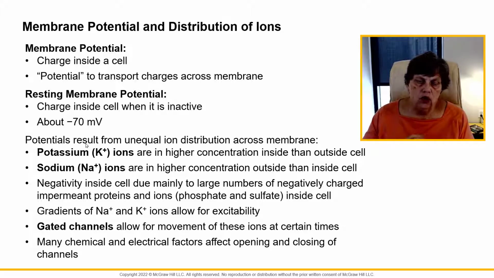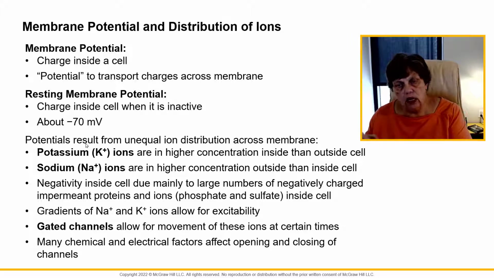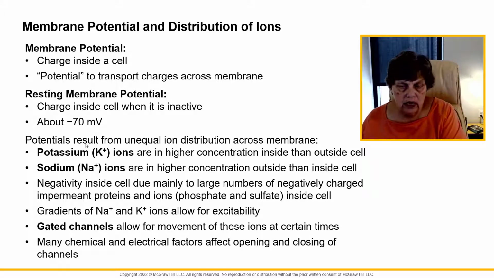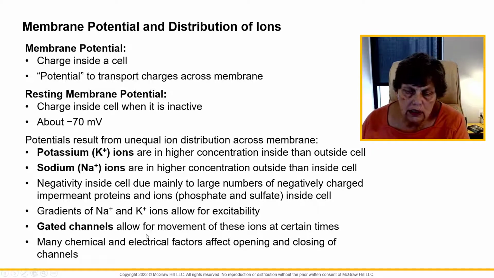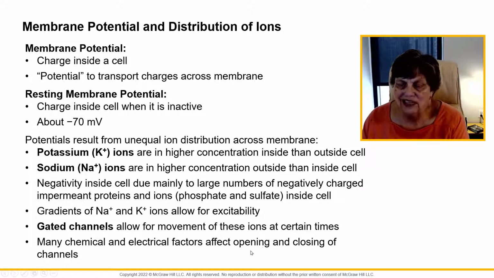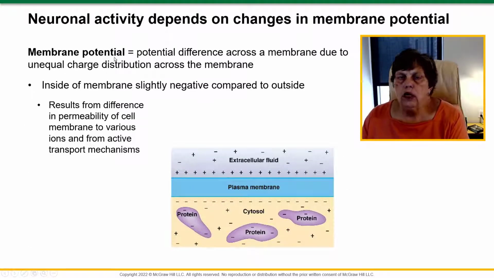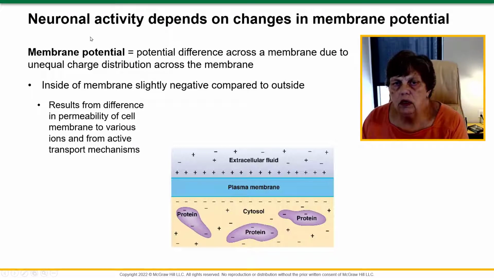So you have a gradient of sodium and potassium. On the outside of the cell, you have more sodium than you have on the inside of the cell. Potassium, you have more potassium inside the cell than you have outside the cell. What you have are channels that allow the movement of these ions to go back and forth. And you have chemicals and electrical charges that affect the opening and closing of these channels. So being able to have an active neuron depends upon these changes across this membrane potential.